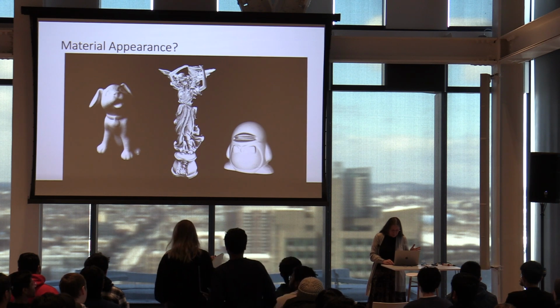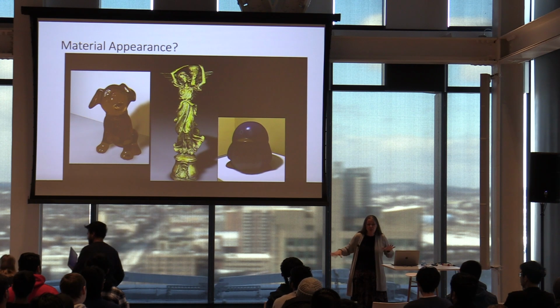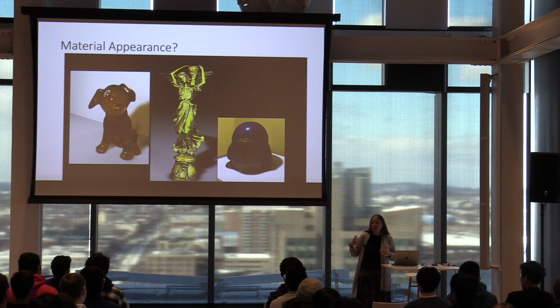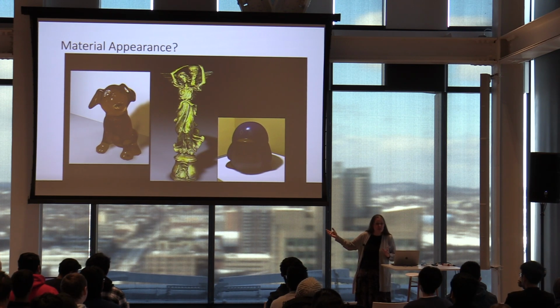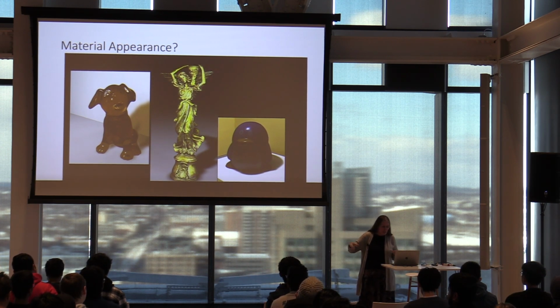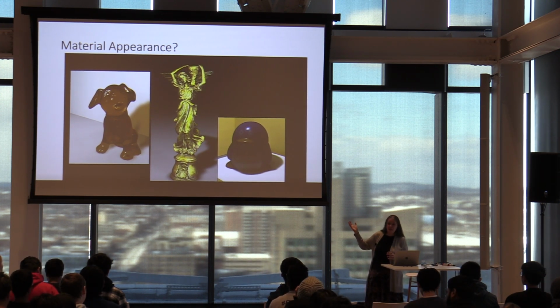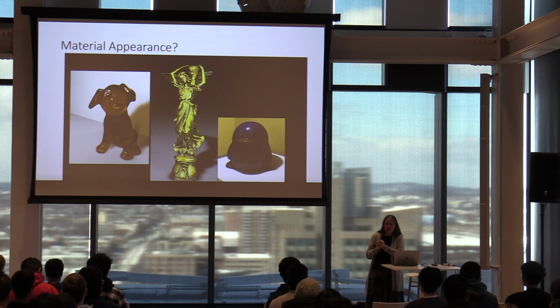When we add a material model to these objects and to the surroundings where they're sitting, suddenly they look like they're made of different stuff. You would have different expectations of whether they'd feel warm or cold, whether they'd be heavy, if you touched them. You make a lot of different judgments for these different objects because they have different material appearance models applied. And that's a subtle reason why getting materials right is important.